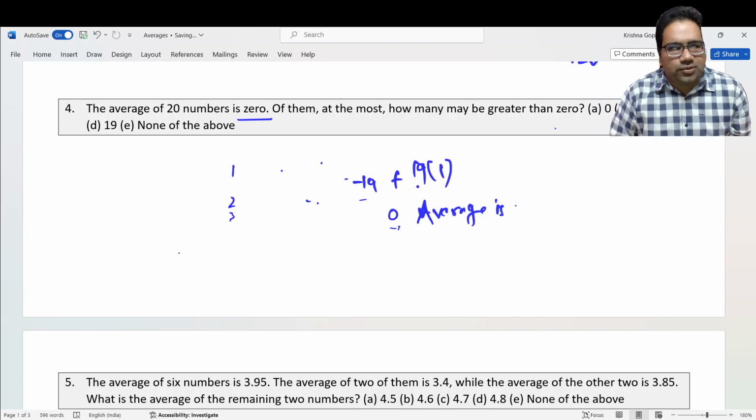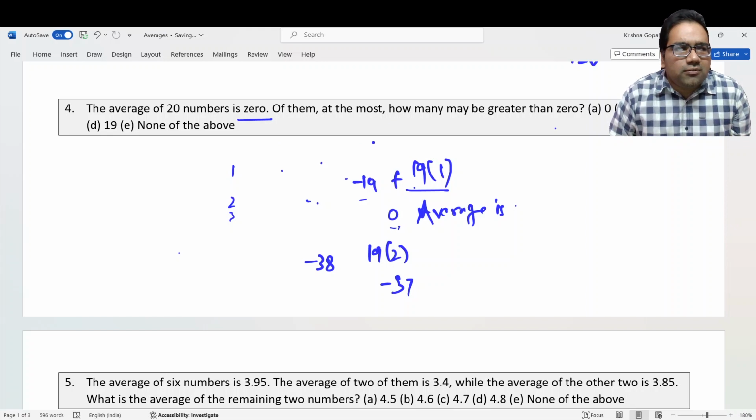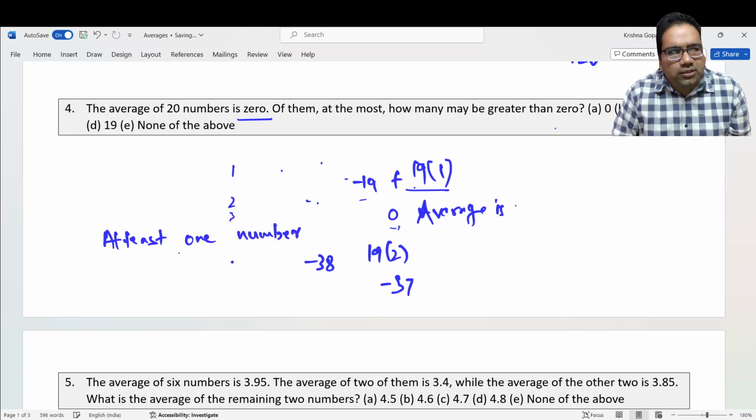So 19 can become positive. Say these 19 are all twos, then the 20th one can become minus 38. If they are 3s, minus 57, or whatever. Whatever these 19 are, whatever their average is, it doesn't matter. One is sufficient for us to cancel out all those positive contributions to make it 0. So at least one should be negative. At least one number should be negative in this case.